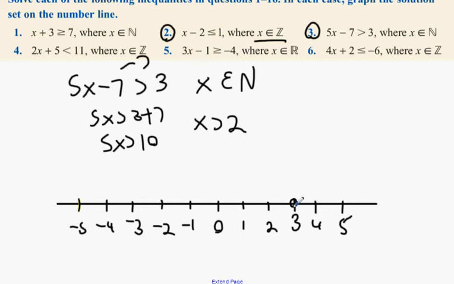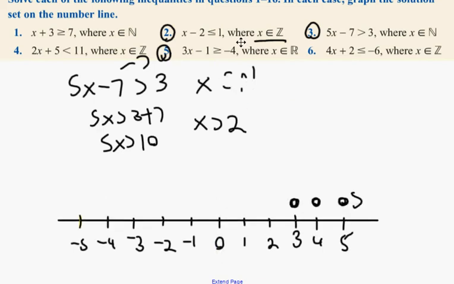So, 3, 4, 5, 6, 7, 8, 9, 10, 11, 12, 13, 14. You're not going to draw them all. Okay. Now, that's 2 and 3, yeah? Okay, let's try another one. Let's try question 5. Any idea how to do question 5, guys?